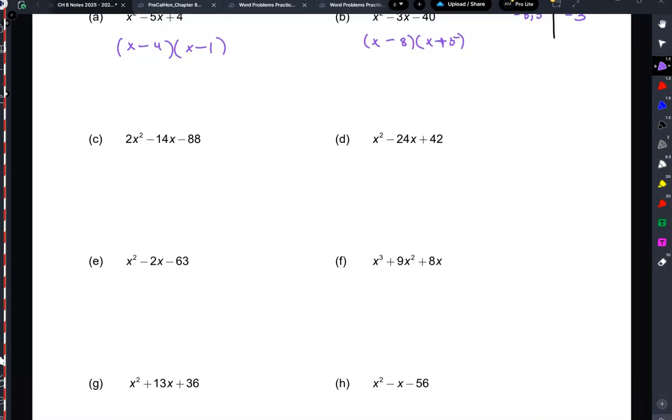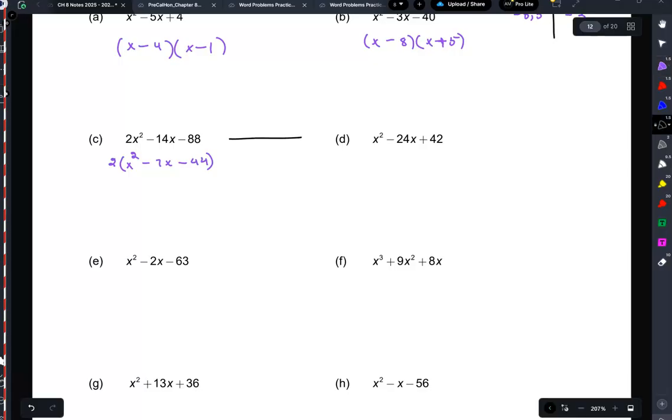Okay. This one, is there a GCF we can factor out? Yes. What can we factor out? A 2. 2 is the greatest common factor. So this is going to be 2(x squared - 7x - 44). Okay. So now let's see. I need -44 as a product. What multiplies to 44? Yeah, Ayal?